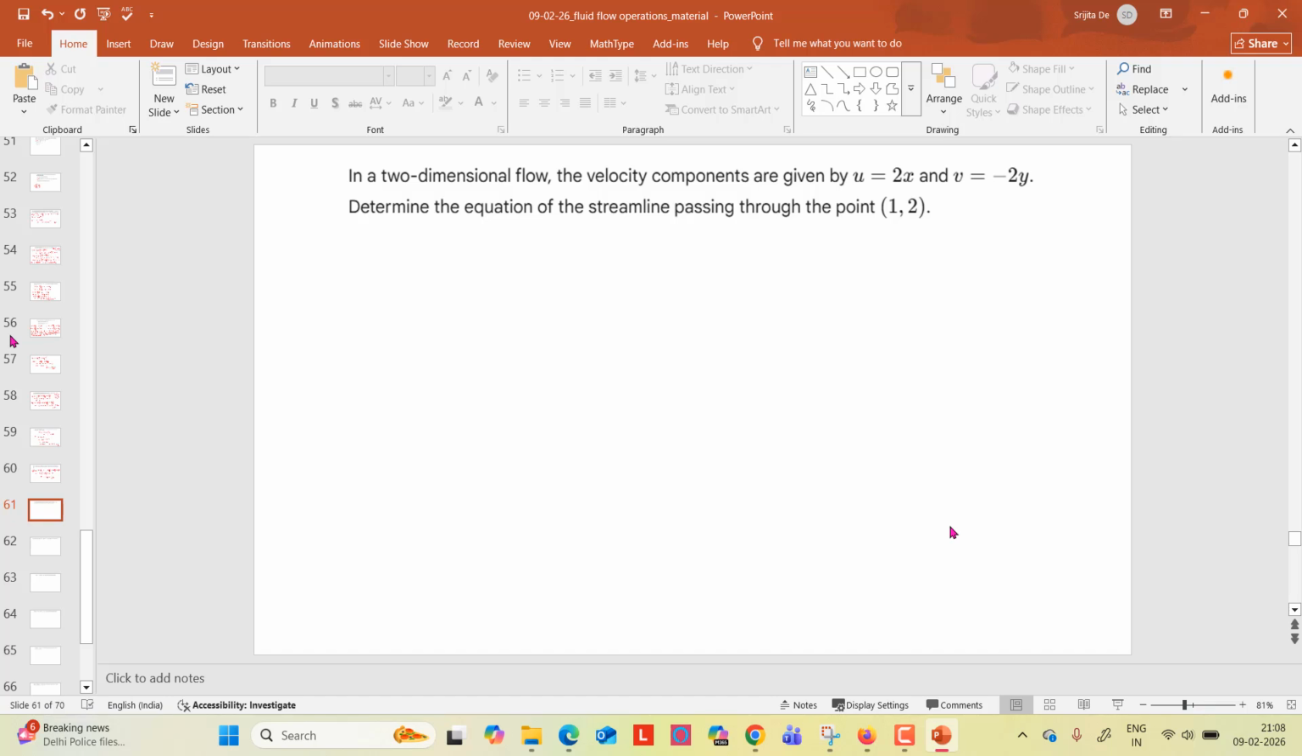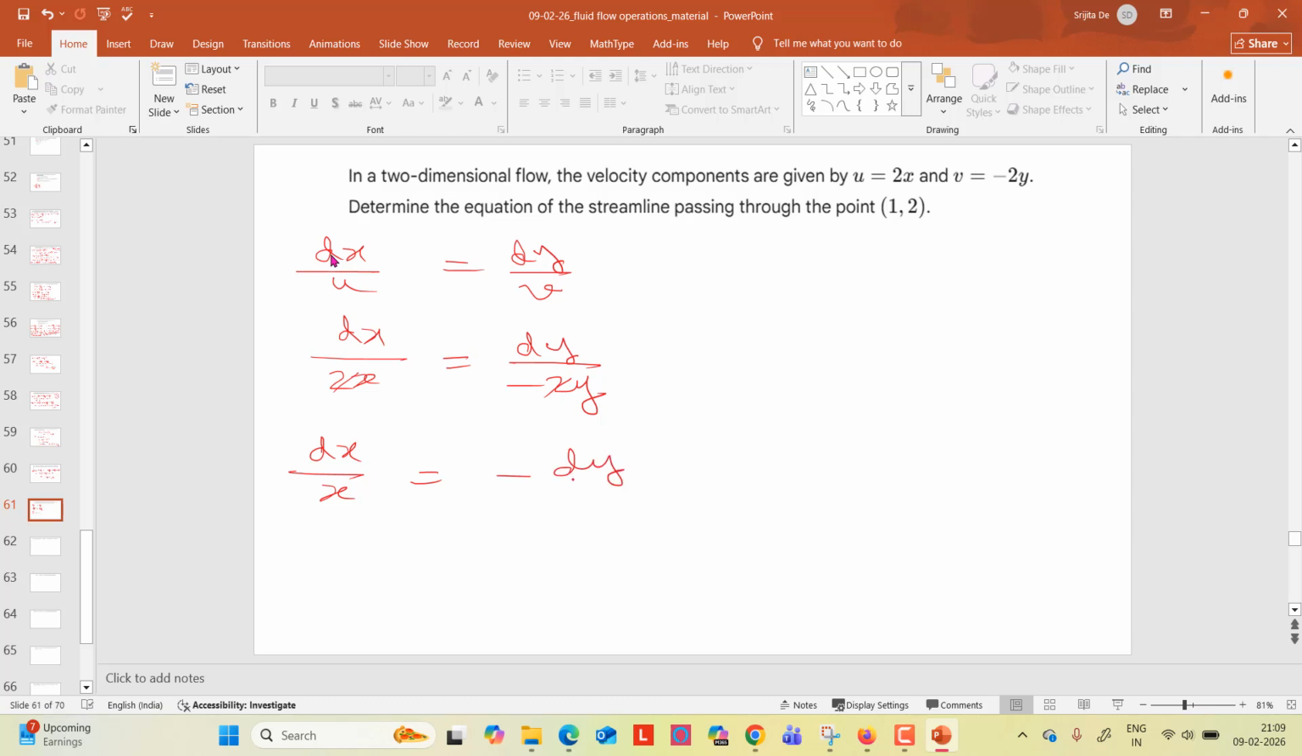Next, in a two-dimensional flow, the velocity components are given by this. Determine the equation of streamline passing through the point (1, 2). So the equation of streamline means dx by u equals to dy by v. That means dx by 2x equals to dy by minus 2y. So it is coming as dx by x equals to minus dy by y.